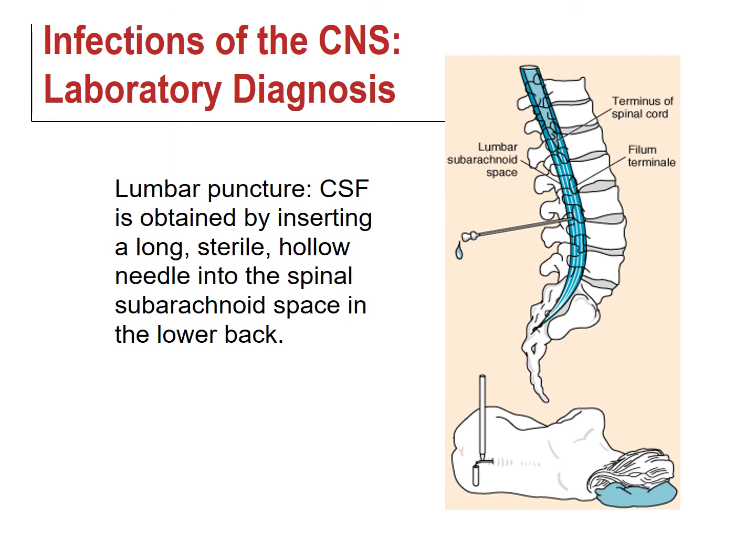I would like to spend the last few minutes on the laboratory diagnosis of infections of the central nervous system. The CSF is usually obtained by lumbar puncture. It is routine practice to collect 3 tubes of CSF, about 1 to 5 milliliters per tube. The first tube is designated for chemistry, the second for microbiological study, and the third for cell counts and differential.